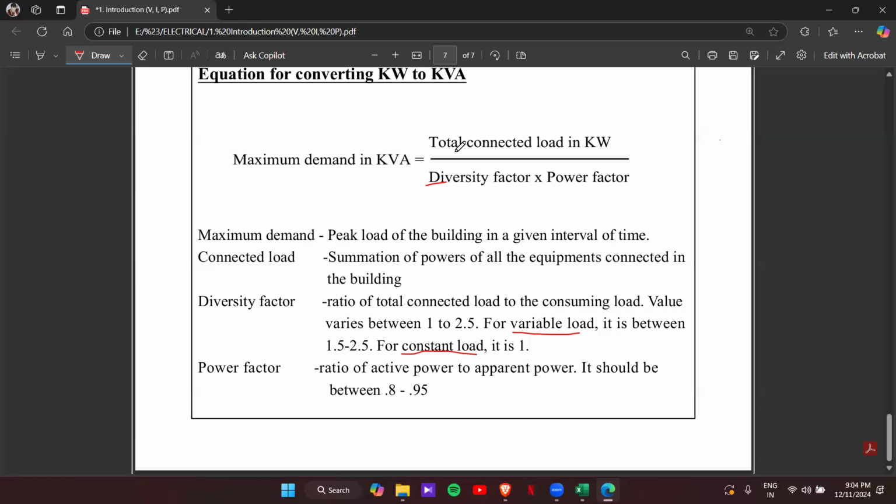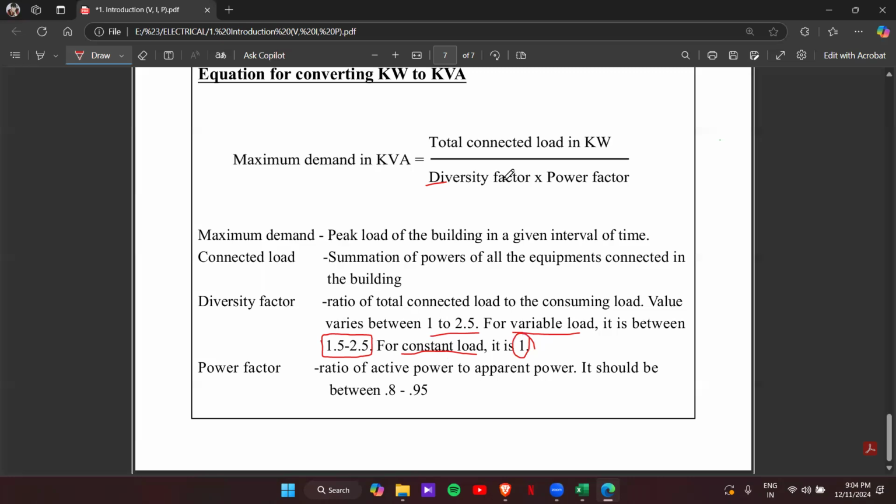If it is variable load, we will consider a constant from 1 to 2.5. For variable load, we will consider between 1.5 to 2.5. And if it is constant load, we will consider the value as 1.